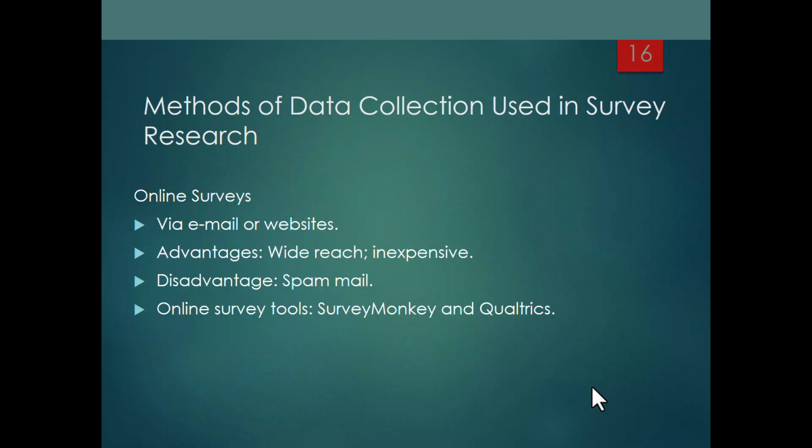Online tools like SurveyMonkey is a free software that has survey templates, and it also allows customized surveys. Qualtrics is also a subscription software for designing surveys, collecting and analyzing data.